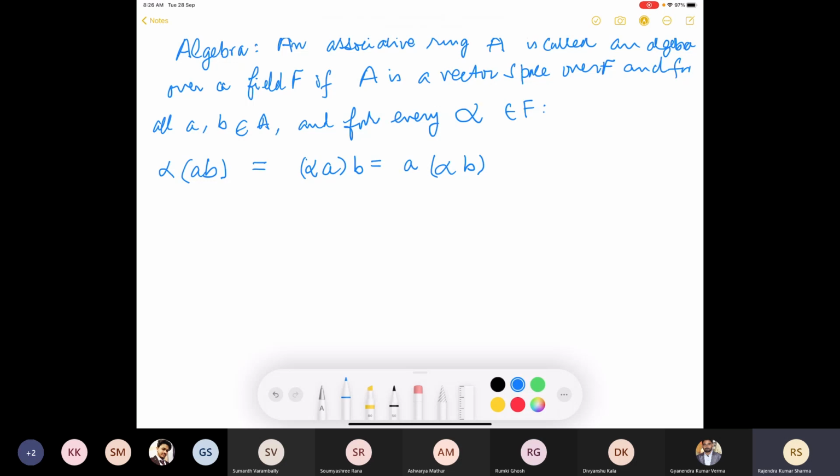So what is an algebra over F? It's a vector space over F. It is an associative ring, and in addition to that, it has one more property that relates the scalar multiplication to the multiplication of two elements in A.